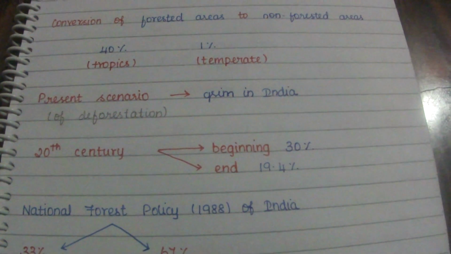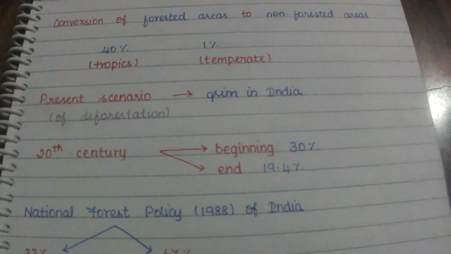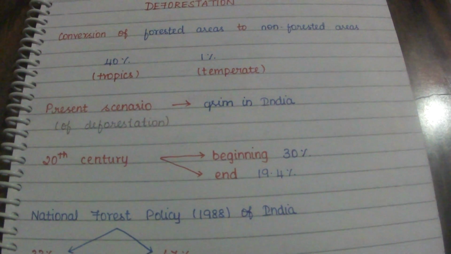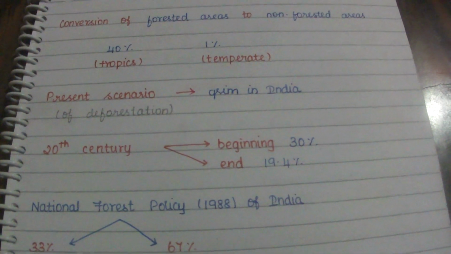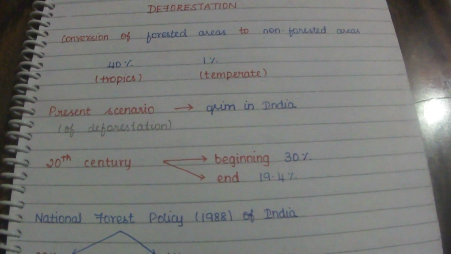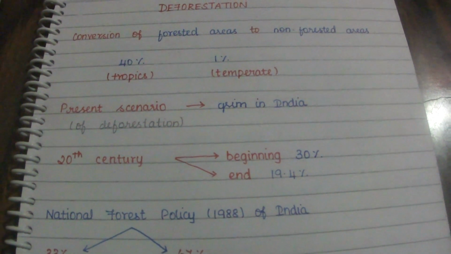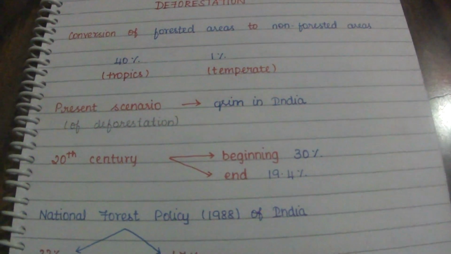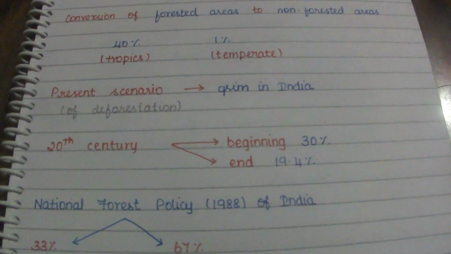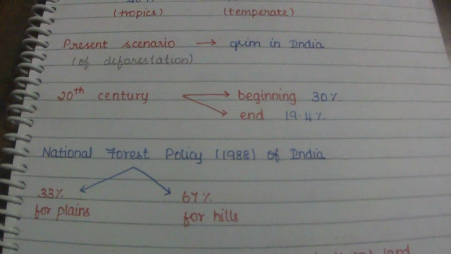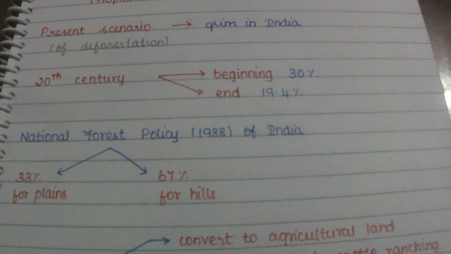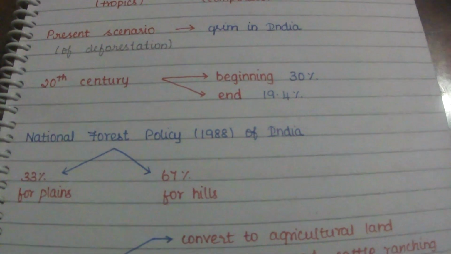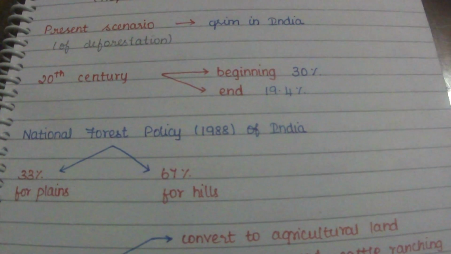In the beginning of the 20th century, almost 30% of the land of India was covered by forest. But by the end of the century, it had shrunk to 19.4%. Whereas the National Forest Policy of India, in 1988, stated that forest cover should be 38% for the plains and 67% for the hills.